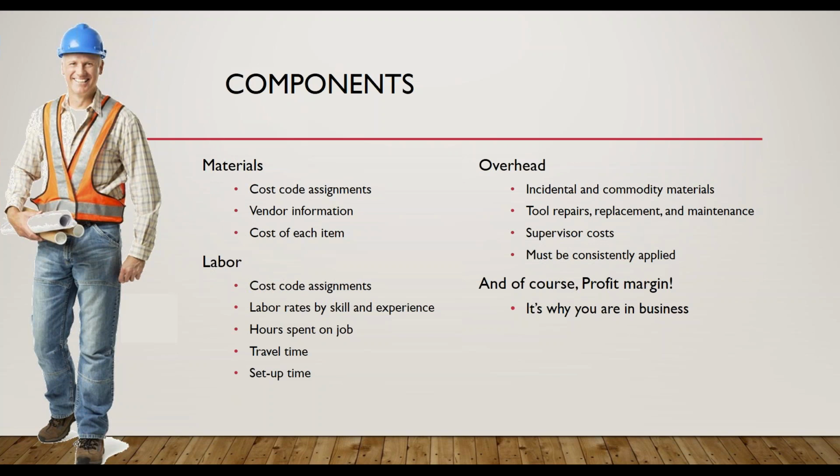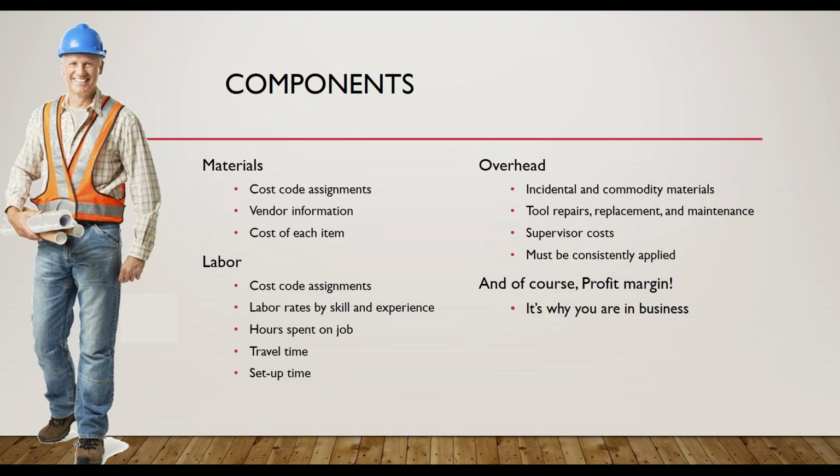So labor must be accounted for as well. It can be a huge component of each job. Cost code assignments are made for labor. If there are different labor rates for different work, then unique phase or cost codes are assigned. And of course, the labor rates by skill and experience are assigned. It's often important to assign the prevailing wages for your location.